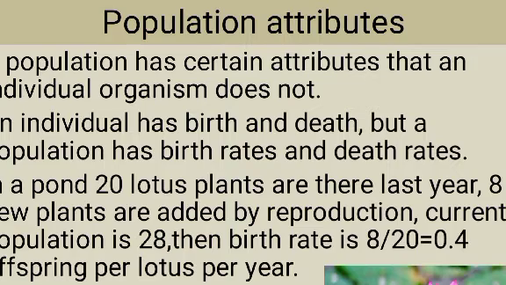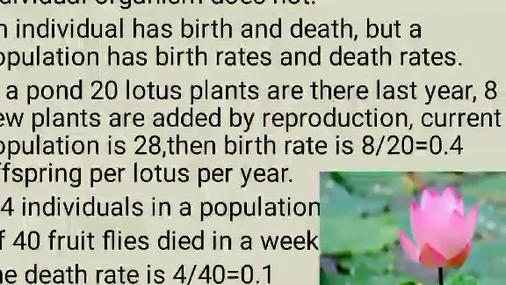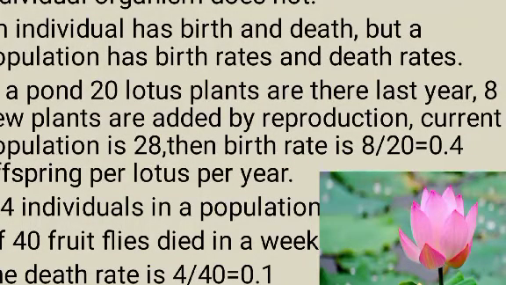Now, let us see an example for this. Consider a pond in which there are 20 lotus plants last year, and 8 new plants were added to the pond by reproduction. As a result of reproduction, 8 new plants were added. So now the current population is 28, isn't it?